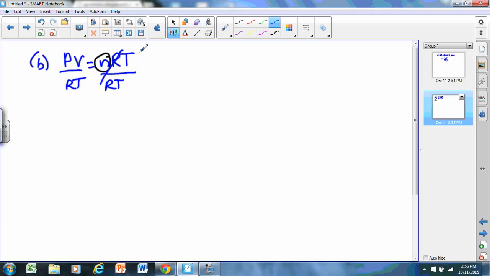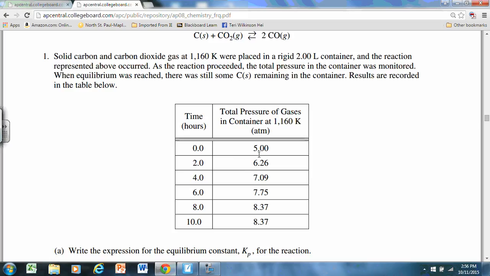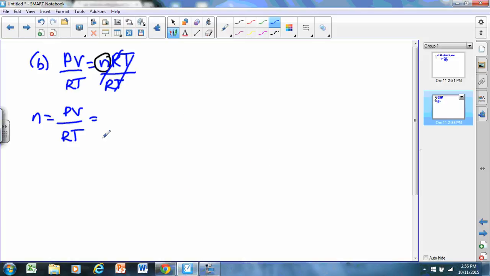So what the College Board would expect to see is that you do the algebra first, which is PV over RT. And then this number, the volume was given in the words, the temperature was given in the words, and the pressure was given in the chart. Let me just take you back. Initial pressure is right here. It's 5 atmospheres. Initial volume is right here. It's 2 liters. And initial temperature is 1,160. And then R is given on the formula sheet.